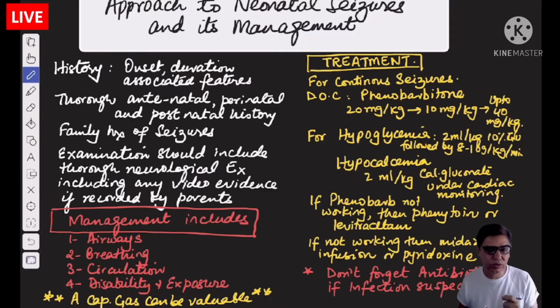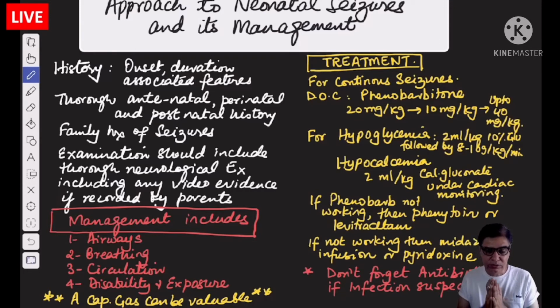But it's also very important that when you are giving calcium gluconate, you have to monitor the cardiac status of the child. So the child should be put on a cardiac monitor, and you have to look at the ECG when you give a push of 10% calcium gluconate.